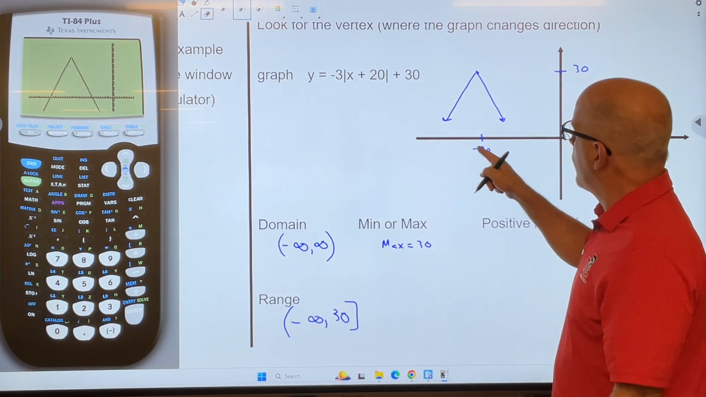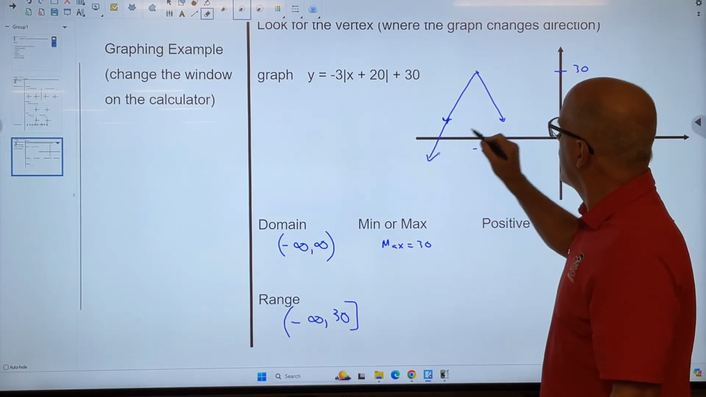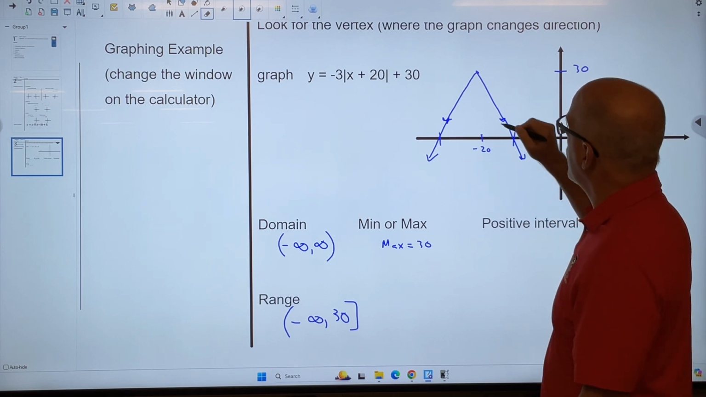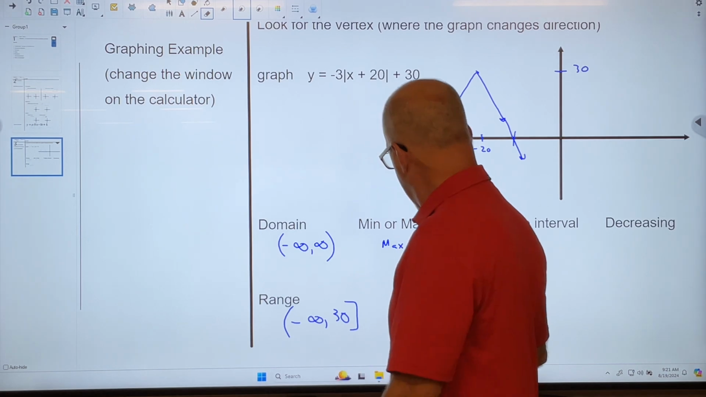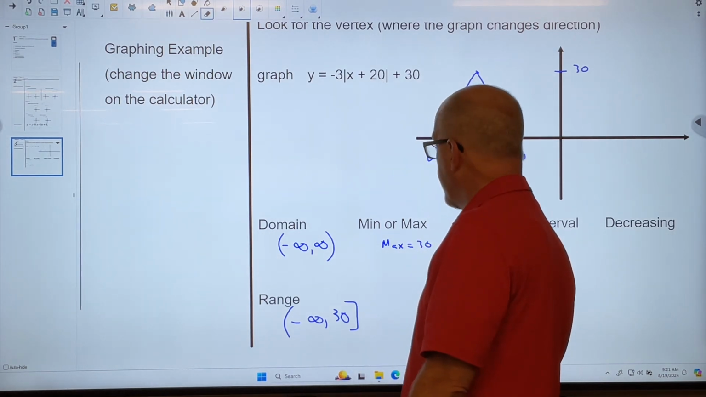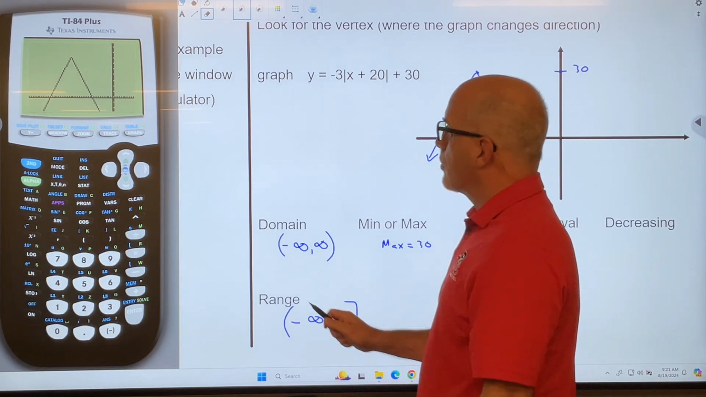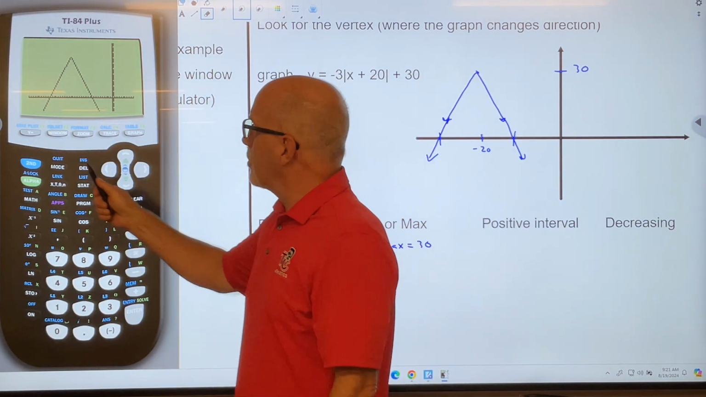What I want to know is where it crosses the x-axis. Where are these two points? Because I want to know where the positive interval is. So looking back at my graphing calculator, I'm going to look at finding that. I could estimate it. Well, let's use our table.